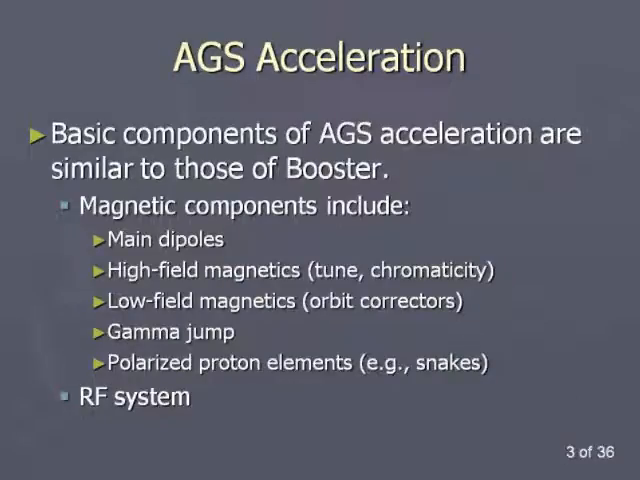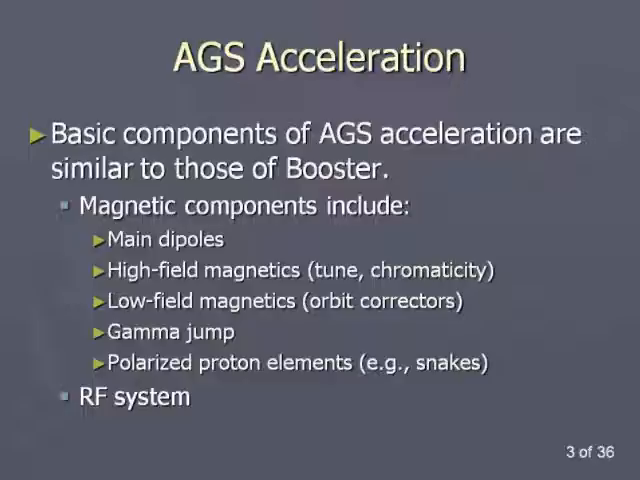So AGS acceleration, the categories are similar to the booster, right? You have the RF that does the accelerating, and then all of the magnetic elements, the lattice, that help you get from injection to flat top. The magnetic components are things like the main dipoles that provide most of the bending. In the AGS, we often refer to high field and low field magnets. The high fields are the big guys, the tune quads, the chromaticity sextipoles. The low field magnets are generally the orbit correctors, and in some cases the stop band correctors. But for our purposes, we're generally tuning orbit correctors more often.